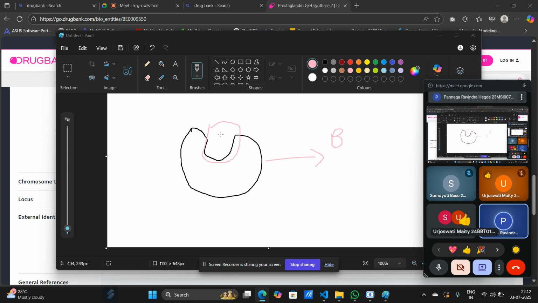So this is the example for the agonist mechanism, where there is a target, and then there is a drug. The drug will come and bind to the target, and it will induce a biological response which is usually positive.